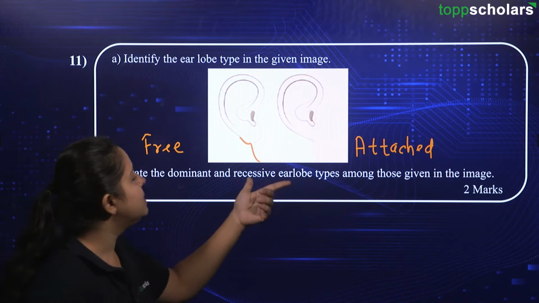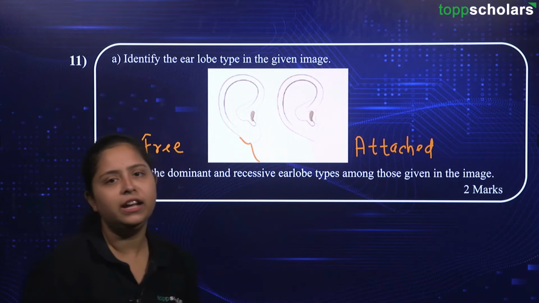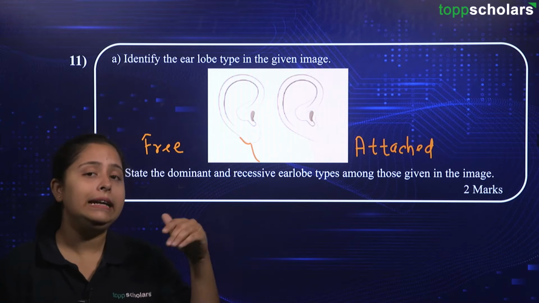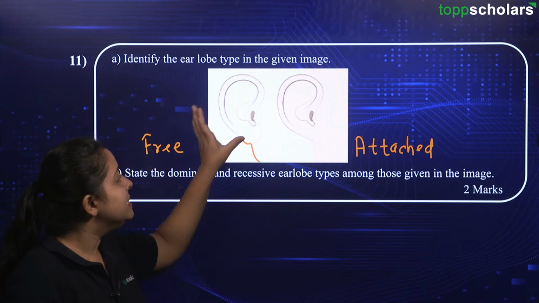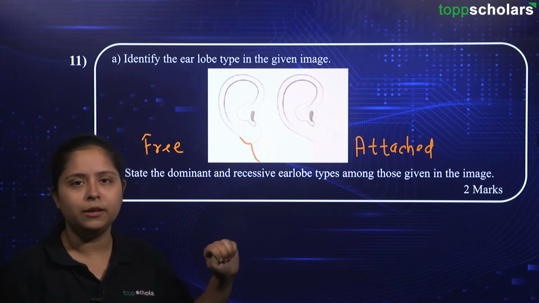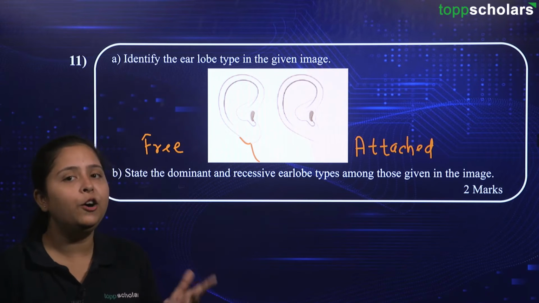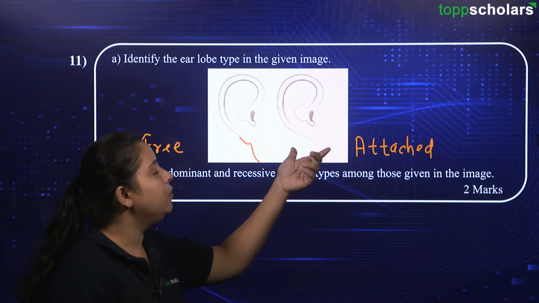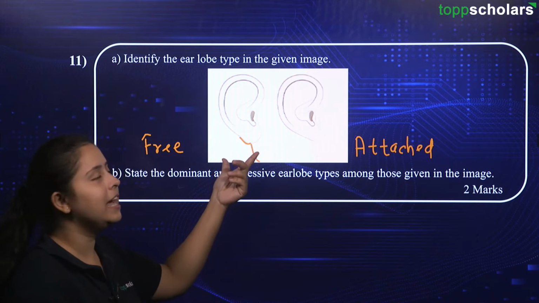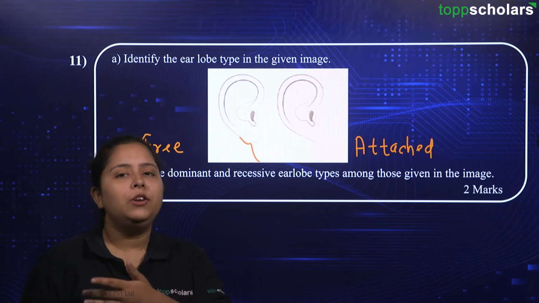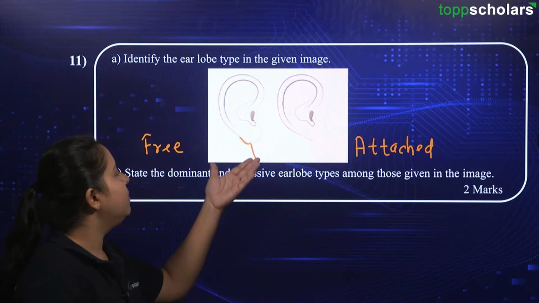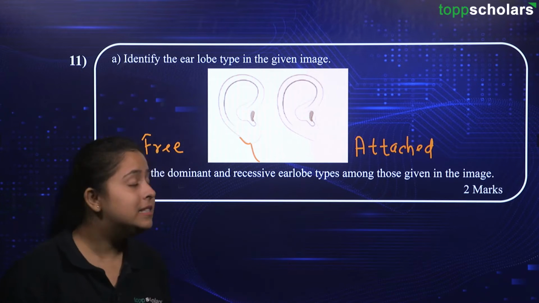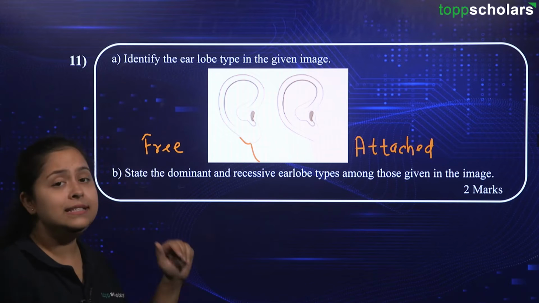State the dominant and recessive earlobe types among those given in the image. So friends, just go back to your common sense, use it and tell me how common is this ear type as compared to this one. Yes, I asked you in the beginning of this question, have you seen someone with this type of ear? Okay, that means this type of earlobe is less common and this type is very much common. If you just have a look in your class, you will see that many of them have free earlobes and only some have attached earlobes. That means this one is recessive and this one is dominant.